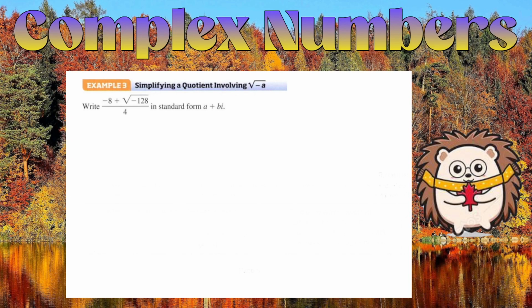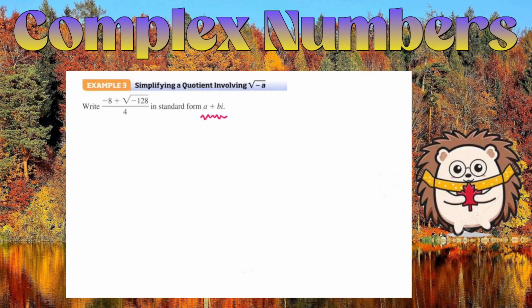When you have an answer that looks like this, now keep in mind this one's just plus, it's not plus minus. It will typically be plus minus if it's from the quadratic formula, of course, but they want us to write it in the standard form of a complex number, a plus bi. So when we're finished, we should have an answer that looks like that.